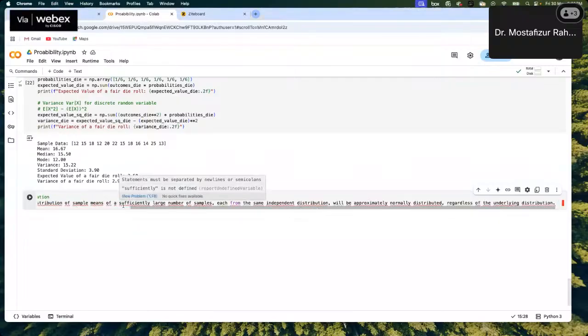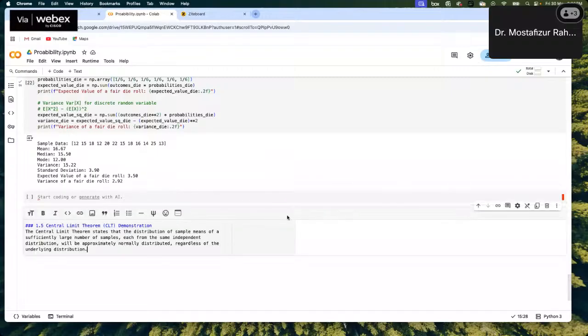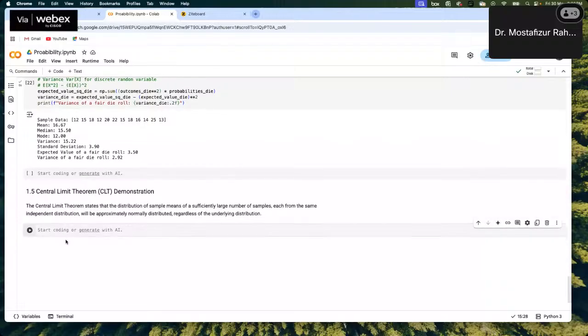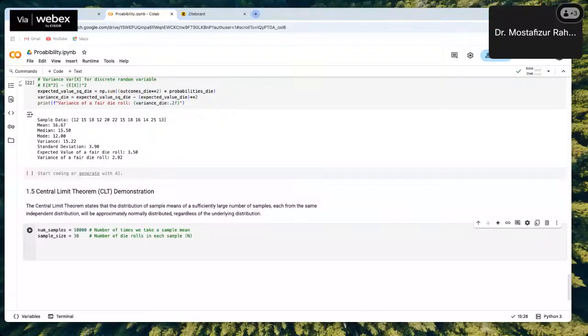So okay, let me write it as text. The central limit theorem states that the distribution of the sample means of a sufficiently large number of samples, each from the same independent distribution, will be approximately normally distributed. Let's check this theorem. Let's take 10,000 samples. Basically, the number of times we take the sample mean is 10,000, and the number of die rolls each time is n. So suppose we do the die rolling experiment 10,000 times, right? Let's check whether it is following the central limit theorem or not.